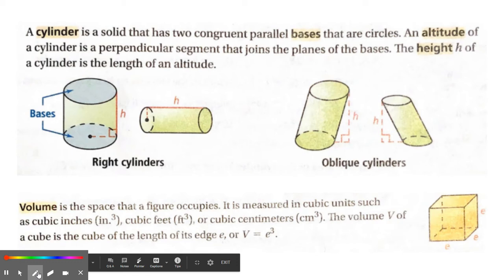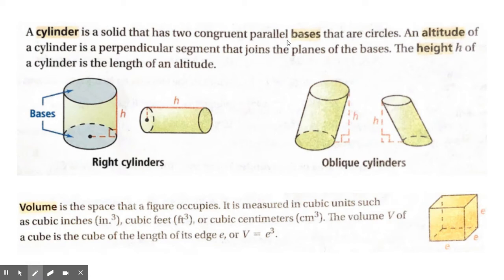So for a cylinder, again, a cylinder is just a prism with circular bases. Again, we don't consider it necessarily a polyhedron because it has circular shapes involved. Okay. Volume is the space that a figure occupies. It's in cubic units, right? So volume is the space that you occupy. Its units are cubic units. So be aware of that when you're doing your Delta Math, that you input it in cubic units.